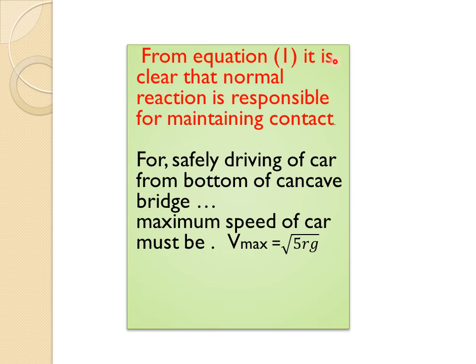From equation 1, it is clear that normal reaction is responsible for maintaining contact with the bridge. For safely driving a car at the bottom of a concave bridge, the maximum speed of the car must be Vmax equal to under root 5 rg. At the top point, speed is under root rg, and at the bottom point, speed is under root 5 rg. This point we already covered in our previous videos. Please see it.